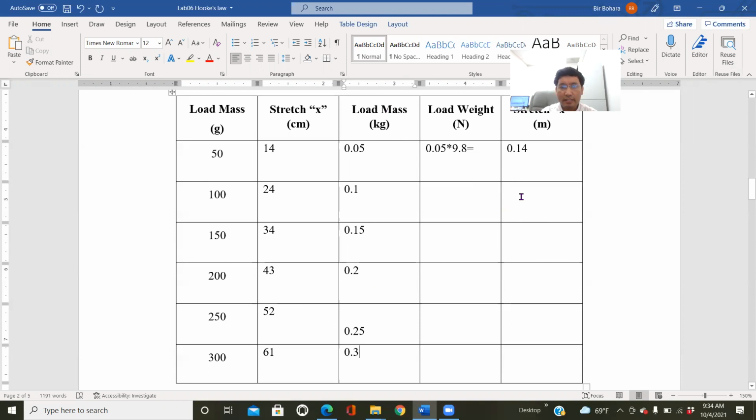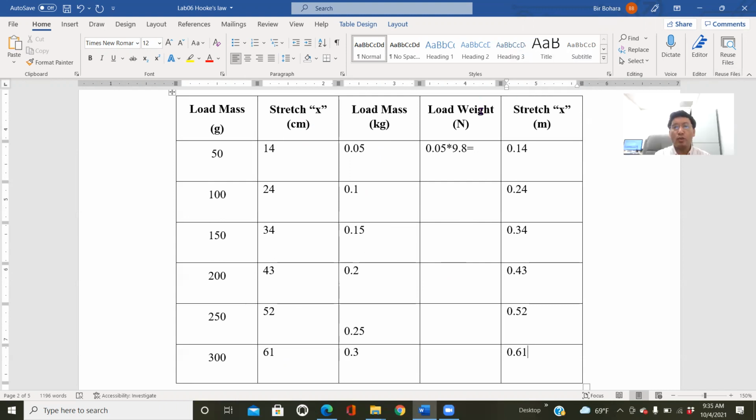So similarly, we have extension here, 0.24, 0.34, 0.43, 0.52, and 0.61, right? I'm just dividing these numbers by 100 to convert centimeter to meter. Okay, so similarly, if you multiply all these things by 9.8, you will get this row, which is the load. These are two things we need to know, which is the load weight.